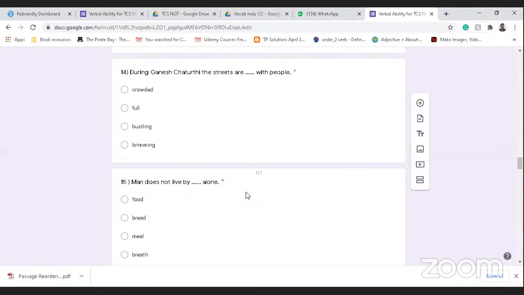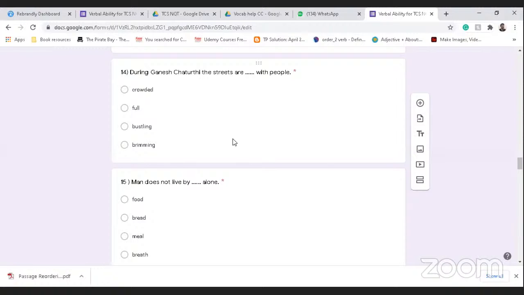Okay. Now take reference of the previous examples that we have taken. You were talking or blabbering का जो था, and in the same context, I want you to give this answer also. During Ganesh Chaturthi, streets are dashed with people. See, actually, crowded is also correct. Crowded भी correct है, लेकिन what is a better word here compared to crowded? What is a better word? जो context के साथ जाता है.